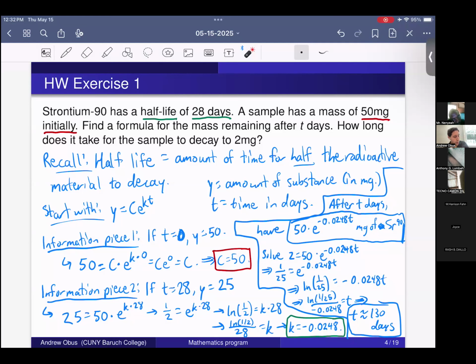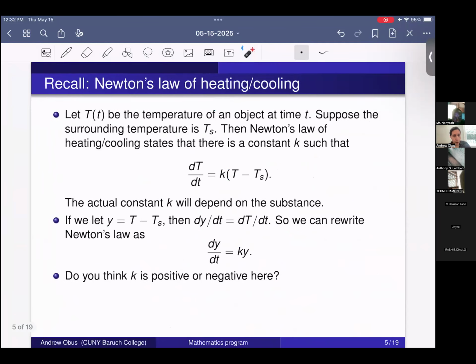All right, so we'll do a few more examples so you can recall this. I want to recall another physics application of this. This is Newton's law of heating and cooling. We talked about this last time. If we have the temperature of an object at time t, we have uppercase T and lowercase t. Lowercase t stands for time, uppercase T stands for temperature. And T sub S is the surrounding temperature. In the example problem, there's going to be a bowl of soup outside, so T sub S is the temperature outside, S for surroundings, and T is the temperature of the bowl of soup.